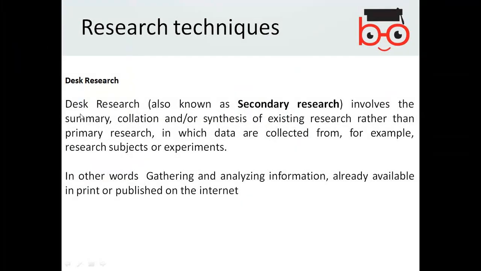Research techniques. Desk research. Desk research, also known as secondary research, involves the summary, collection, collation, and synthesis of existing research rather than primary research, in which data are collected from, for example, research subjects or experiments. In other words, it is gathering and analyzing information already available in print or published on the internet.